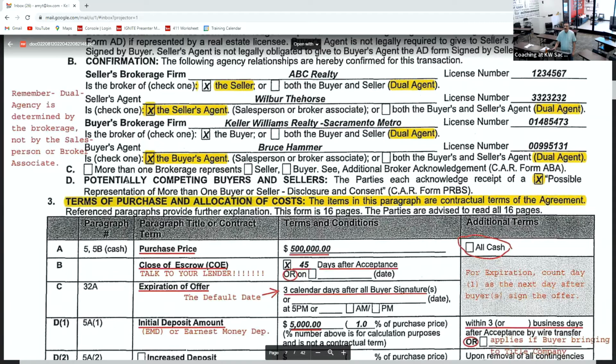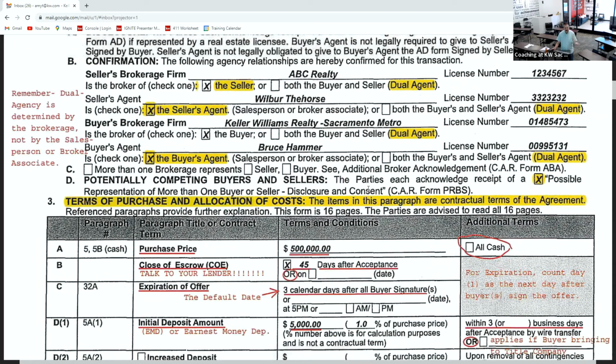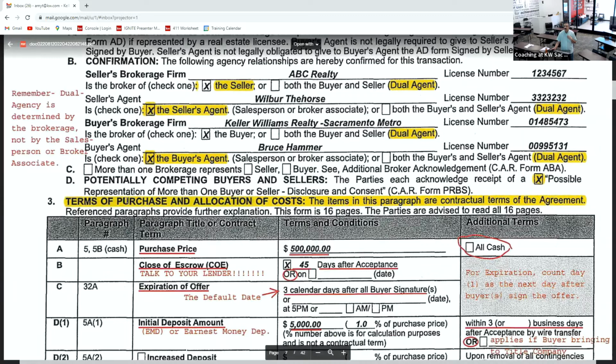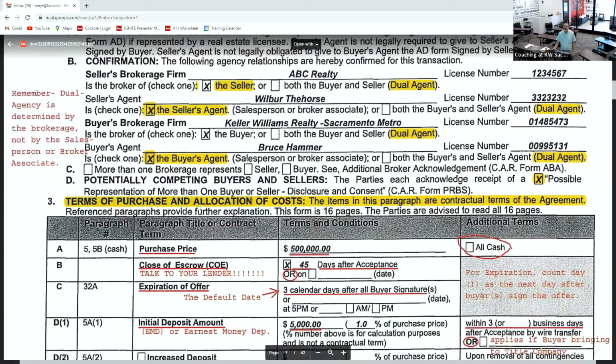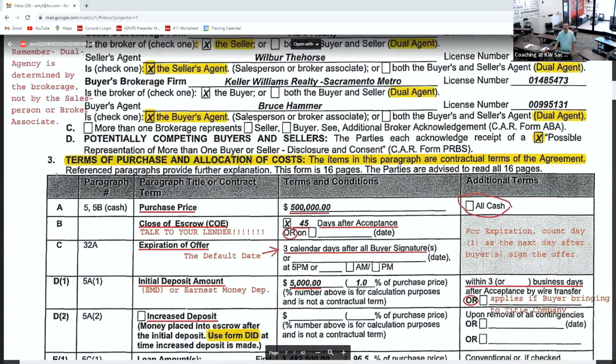They added in that there are potentially competing buyers and sellers. Once again, making it easier for us to cover our butts because there's a possible representation of more than one buyer or seller. Disclosure of consent, that was the previous document that you saw. Terms and purchases, this is where the meat of the whole contract is entered in.